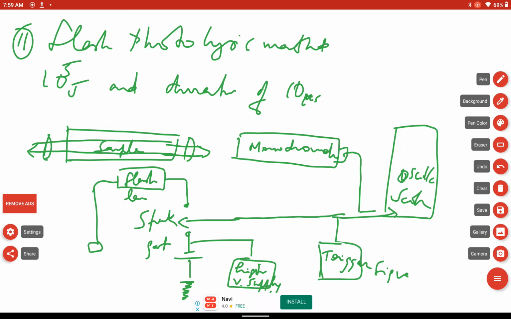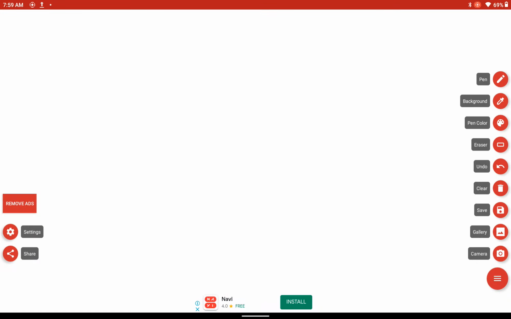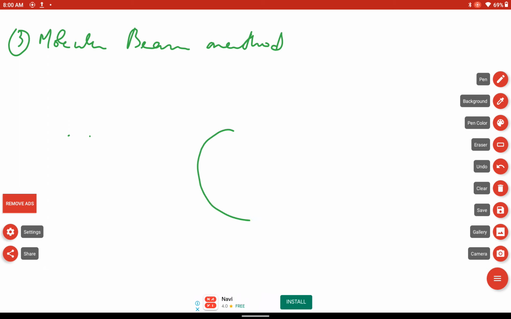ഓക്കെ. ഇനി finally we have one other method that is known as the molecular beam method. Third method എന്ന് പറയുന്നത് molecular beam method. എന്ന് പറഞ്ഞാൽ ഒരു വലിയ വാക്വം ചേംബർ ഉണ്ട്, and what you call as molecular beams will be coming from the two directions, that is at right angles.